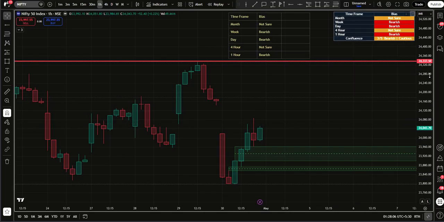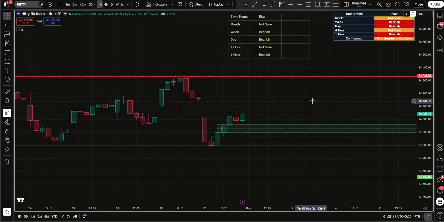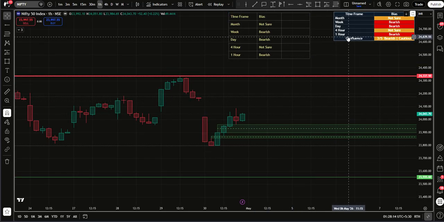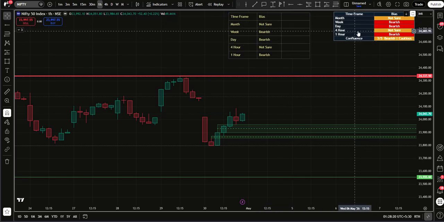Let us see where it opens tomorrow and where it goes. I would rather stay out of the market and see where it goes. Well, I believe all the levels are matching between the manual entry and the indicator.